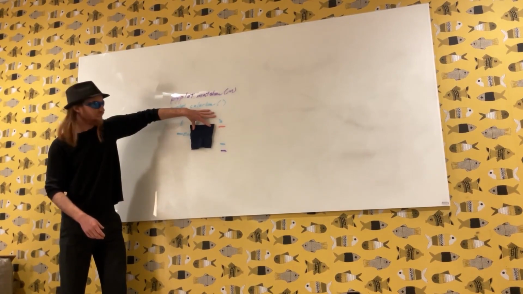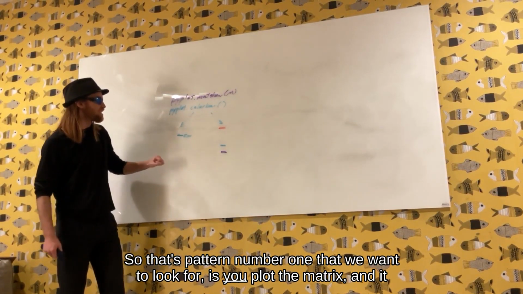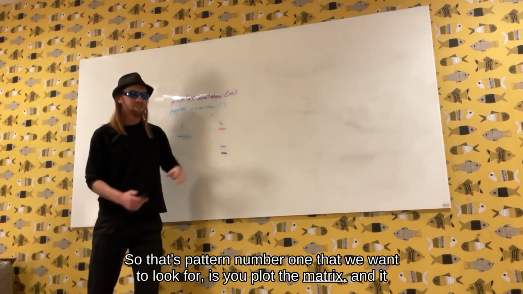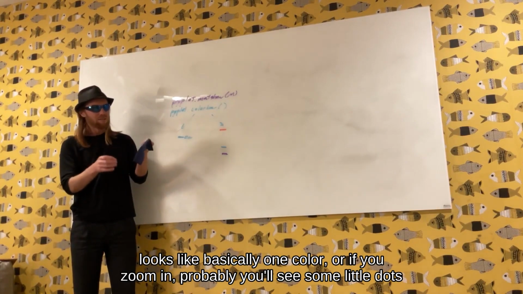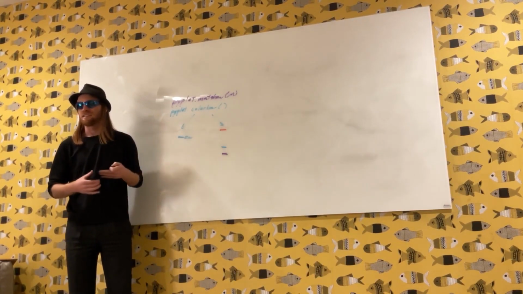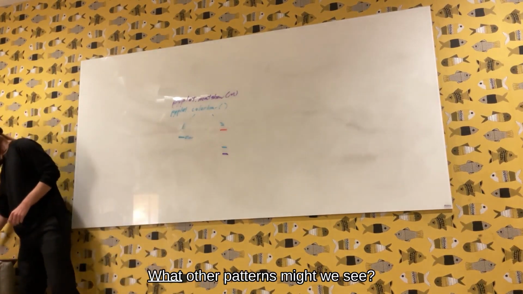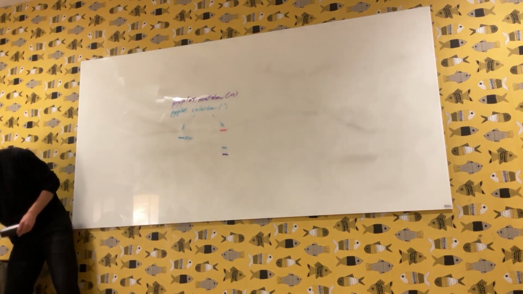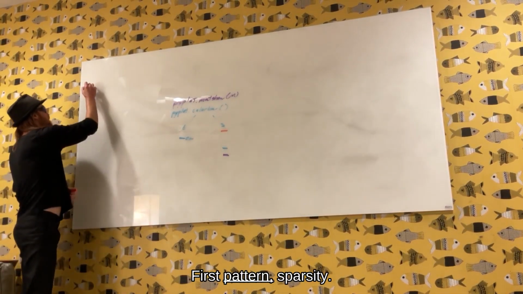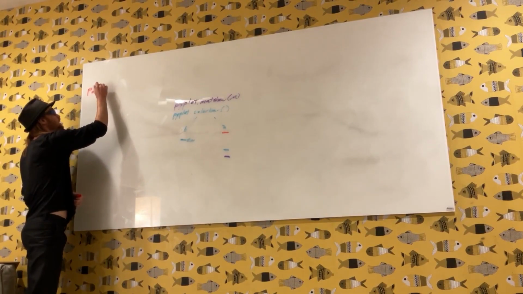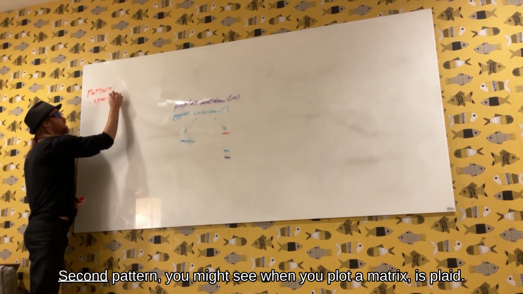Make sense? So that's pattern number 1 that we want to look for: you plot the matrix and it looks like basically one color, or if you zoom in, probably you'll see some little dots in there. All right, that's a sparse matrix. Great. What other patterns might we see? So keep a list over here. First pattern, sparsity. Second pattern.